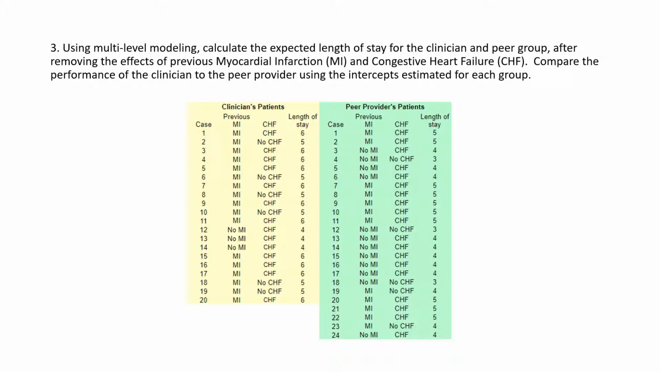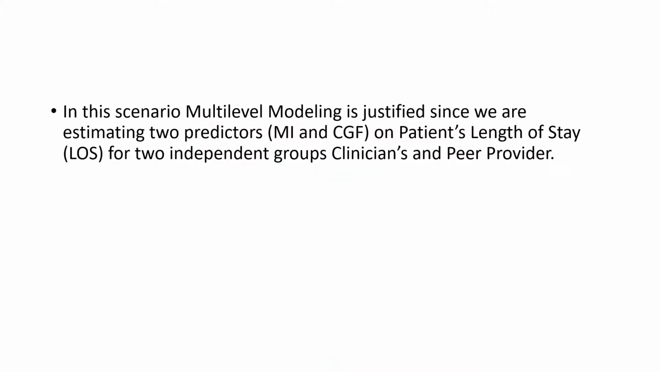Here you can see two sets of data, one for clinician patients and another for peer provider patients, and they have case, previous MI, previous congestive heart failure, and length of stay. In this scenario, multi-level regression is justified since we are estimating two predictors, MI and congestive heart failure, on patient length of stay for two independent groups, clinicians and peer providers.